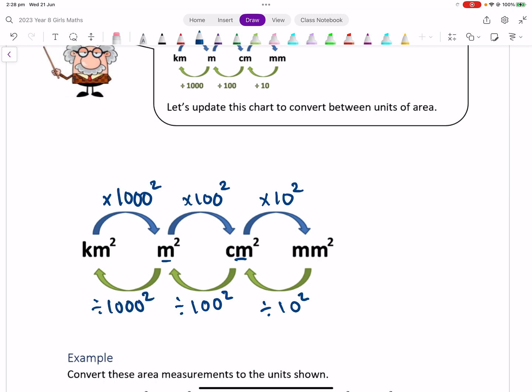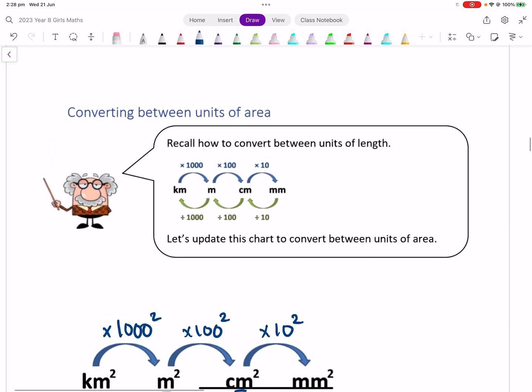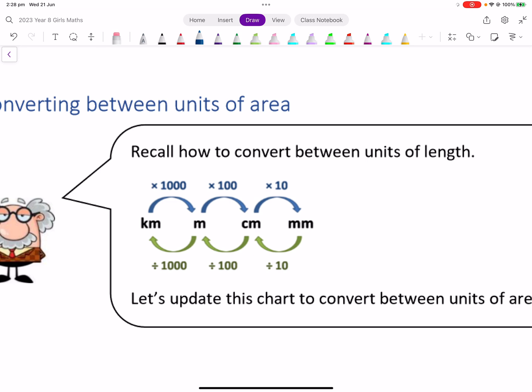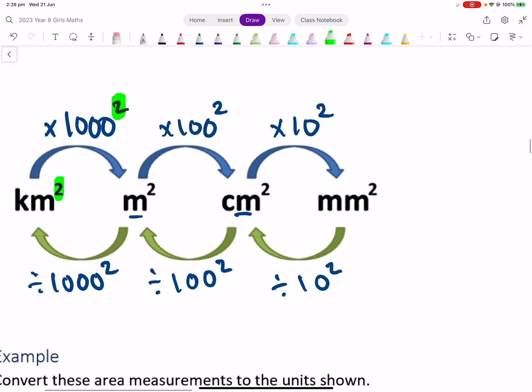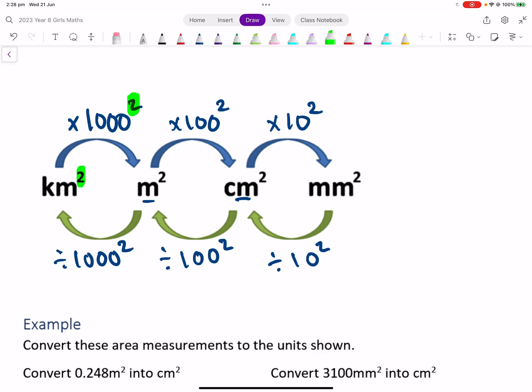So you might be wondering why I've used 1,000 squared and not just written 1,000,000. So that's the first thing you might be wondering. The second thing you might be wondering is, how do I work out what 1,000 squared is quickly? Well, I'll give you the answer to both of those questions. The answer to the first question is, if you can remember this little chart for converting between length, and you can remember that area is measured in squares, then the only thing you need to update is that guy.